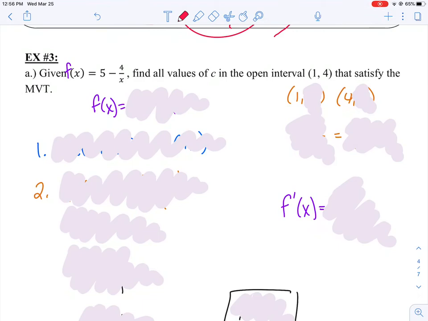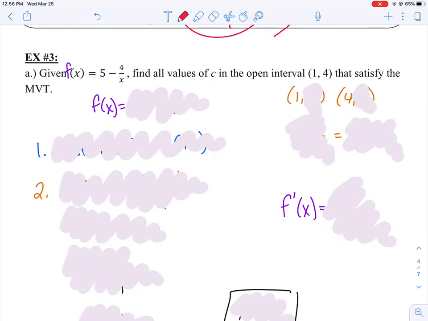Let's do example number 3 here. In example number 3, I have a typo there. It's supposed to say f of x, so add a little f in there. Given f of x is 5 minus 4 over x, find all the values of c in the open interval from 1 to 4 that satisfy the mean value theorem. So I want to find all the places in the interval from 1 to 4 that satisfy the mean value theorem.